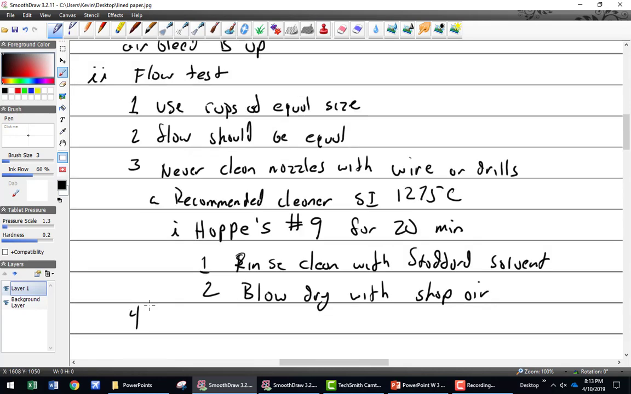All right, so here's where things start all going to heck in a handcart, right? As mechanics, we know we got a problem, so we're going to get it out. We're going to do the flow test. Flow should be equal. It's not. So the mechanic picks up some wire and shoves it through there, scratches it all up, changes the orifice size, so now it's not working so well. You have too much flow.